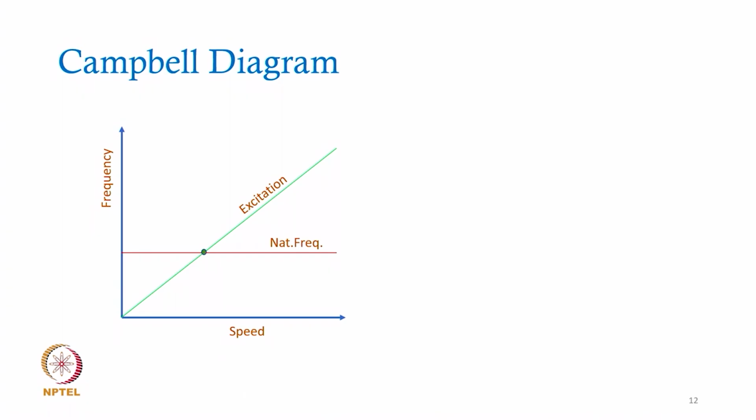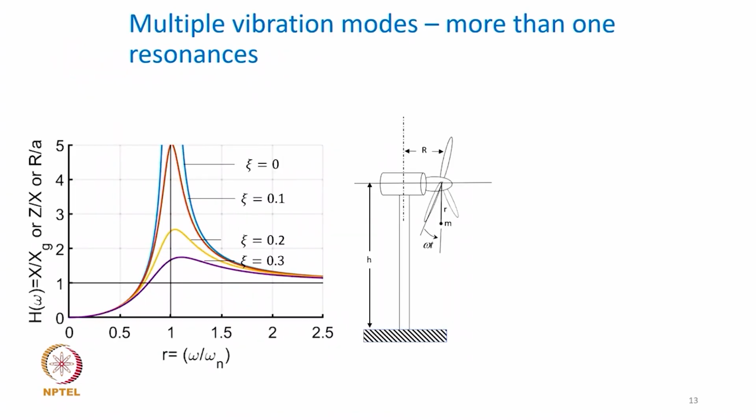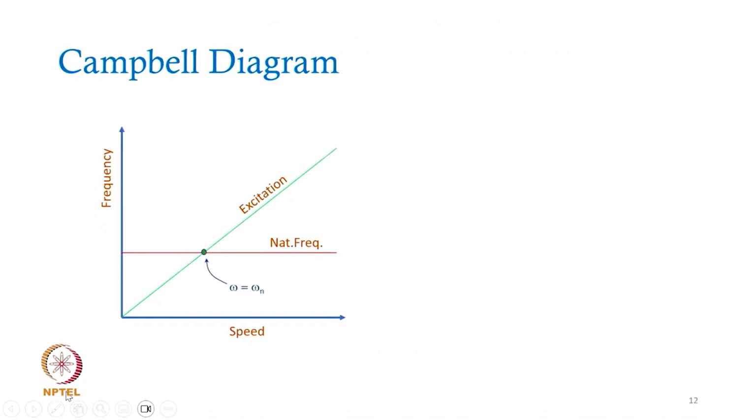and excitation frequency line. So, the intersection between these two lines is the point where both the frequencies are same, omega which is excitation frequency, omega n which is the natural frequency. And so, what we call this point as a resonance point. Okay. So, this is for us is resonance.